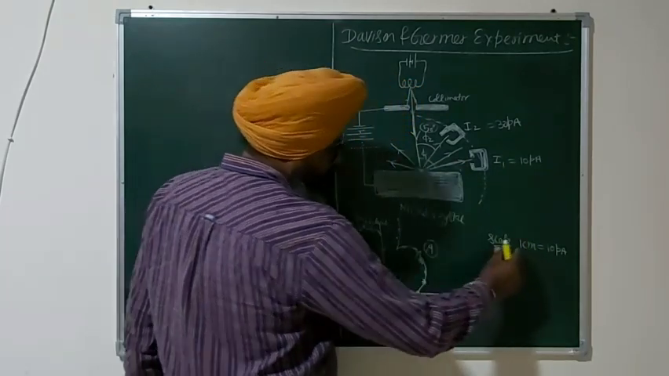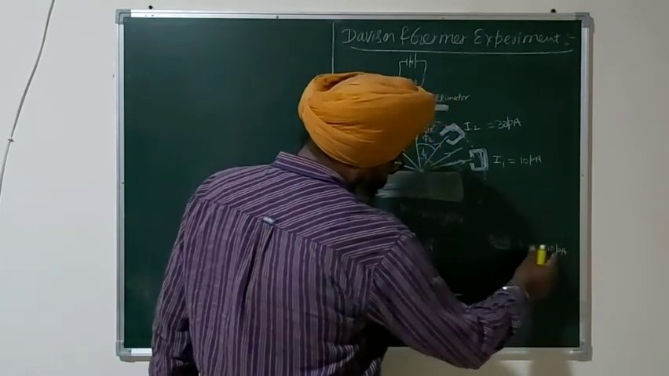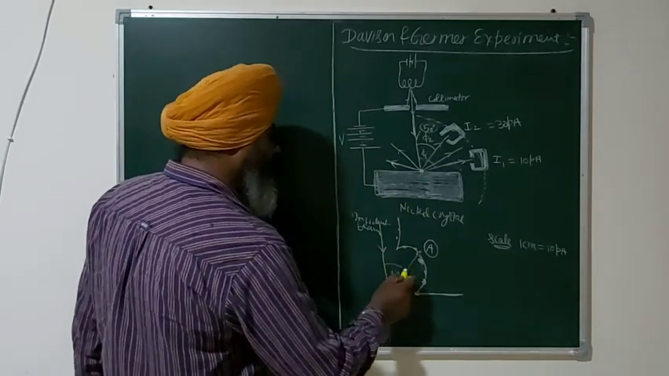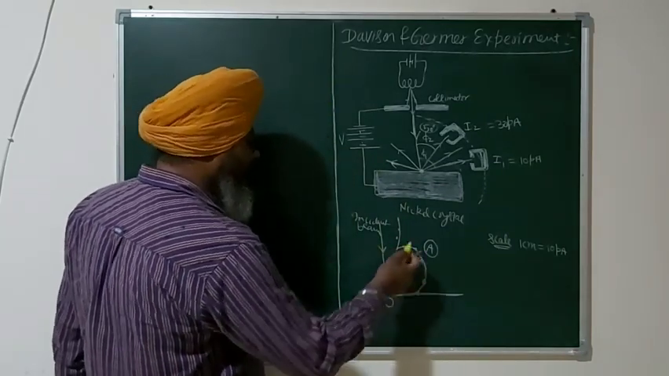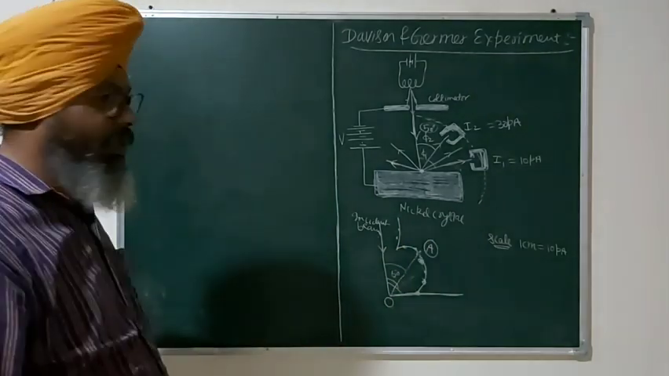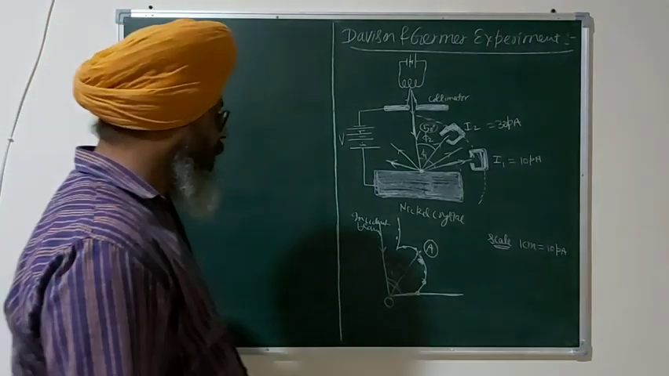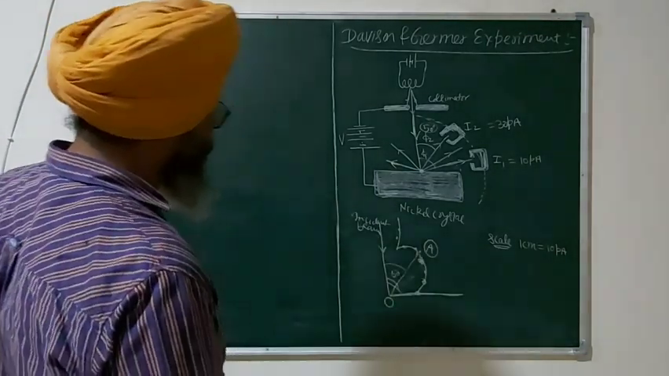Whatever is the length, I will multiply with that scale, and that will give me the current. And I will measure this angle between this line and this line, that will give me the angle of scattering. Now let me discuss some theoretical aspects related with this.